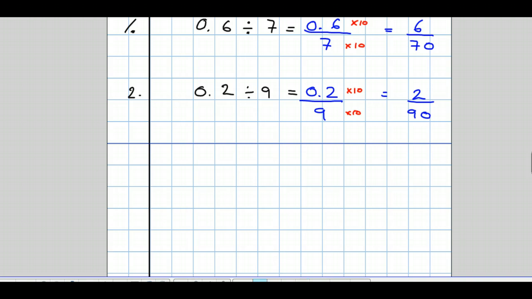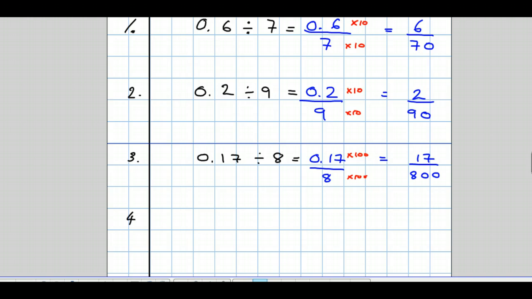Question 3. 0.17 divided by 8. Now, here's our halfway answer, 0.17 over 8. Nice and straightforward, that. Now, in order to turn 0.17 into a whole number, I've got to multiply it by 100. To keep the fraction equivalent, I must do the same to the other part of the fraction, 8. And so look what final answer I get. 0.17 times 100 is 17, and 8 times 100 is 800.